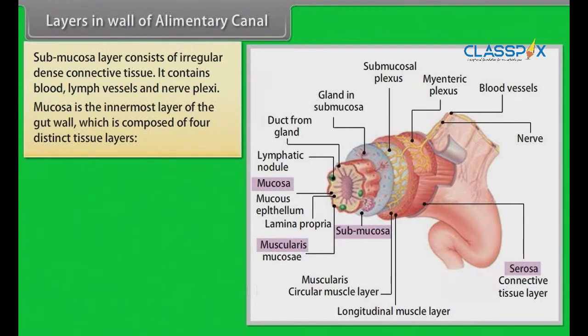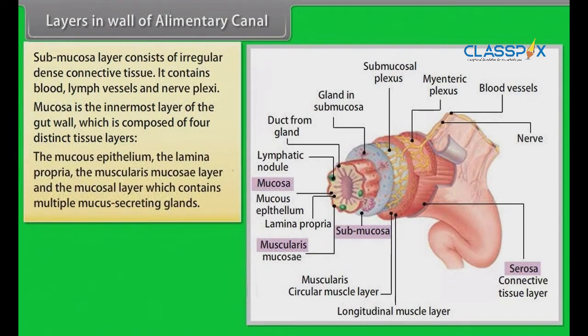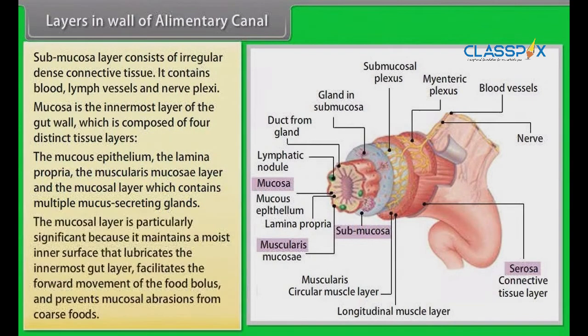Mucosa is the innermost layer of the gut wall, which is composed of 4 distinct tissue layers: the mucous epithelium, the lamina propria, the muscularis mucosae layer, and the mucosal layer, which contains multiple mucus-secreting glands. The mucosal layer is particularly significant because it maintains a moist inner surface that lubricates the innermost gut layer, facilitates the forward movement of the food bolus, and prevents mucosal abrasions from coarse foods.